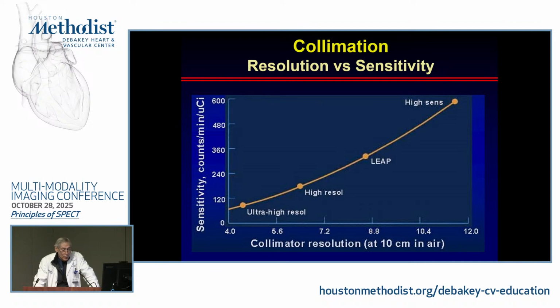If you go to these more sensitive collimators, like these high sensitivity collimators, you can see that you lose a heck of a lot of resolution, right? You get a lot of counts, a lot of sensitivity, but you lose a heck of a lot of resolution. So that's why, generally speaking, we compromise with SPECT, and we use high resolution collimation to try to get enough counts, but also to optimize or at least have reasonable spatial resolution.